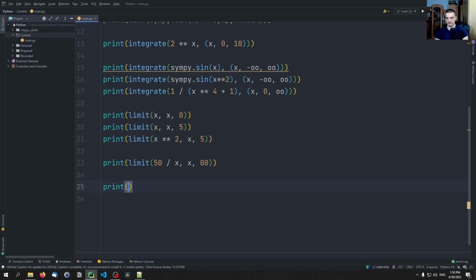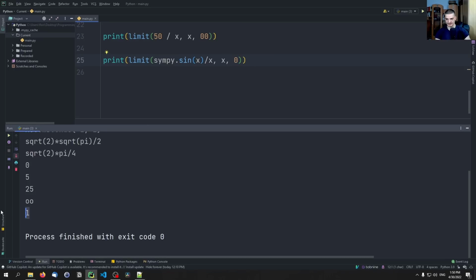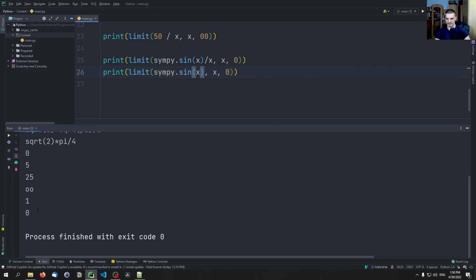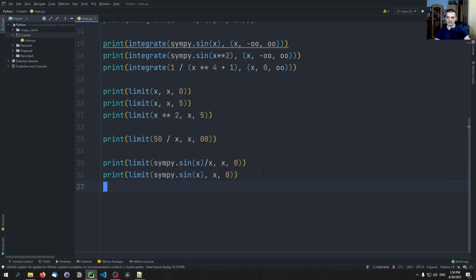And then we have also, I think this one is kind of interesting, if we have SymPy dot sine x divided by x, and x goes towards 0. I think this produces a cool value. This is 1. And if we just have the sine and we go towards 0, this gives us 0, right? So this is kind of cool actually, and this is particularly cool because this here is 0, but this here produces 1, even though that is 0.